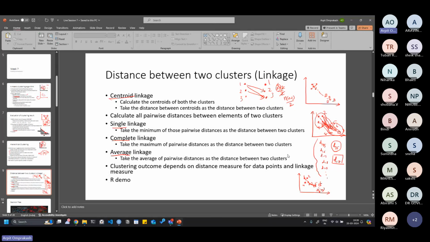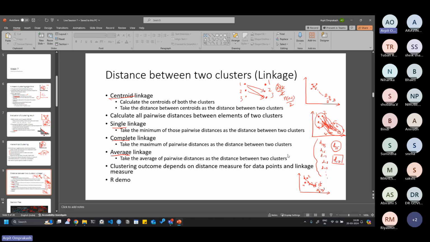Okay. Then for the other three kinds of linkages, you need to calculate the pairwise distances between all the elements of the two clusters. Single linkage is basically the minimum of those pairwise distances, right? Complete linkage is the maximum of those pairwise distances, and average linkage is the average value of those pairwise distances.